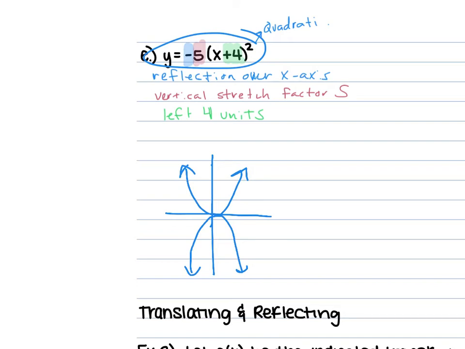The vertical stretch by a factor of 5 means that our graph is going to be stretched really thin. And then next we shift it to the left 4. So we just go to the left 4. So our new graph would look like this. Now this isn't exact, but it's a good estimation of what this graph looks like. The green one.